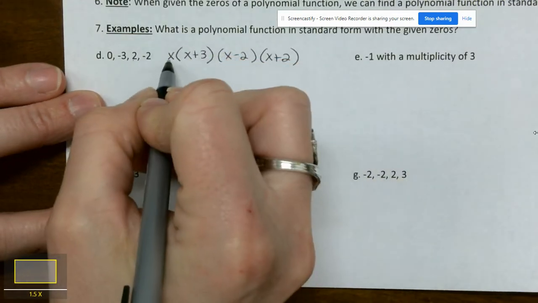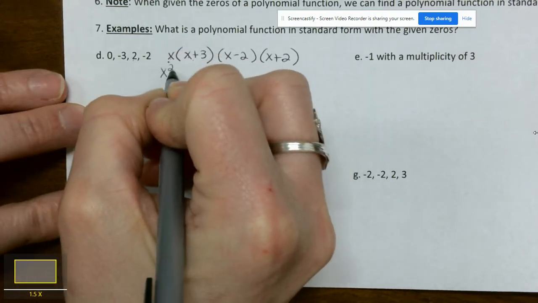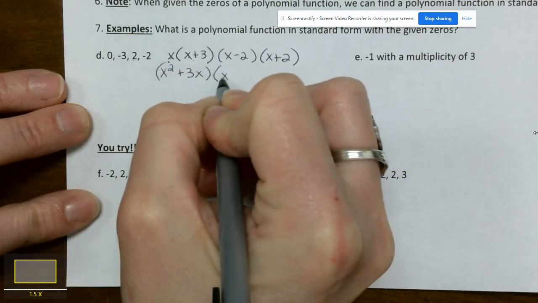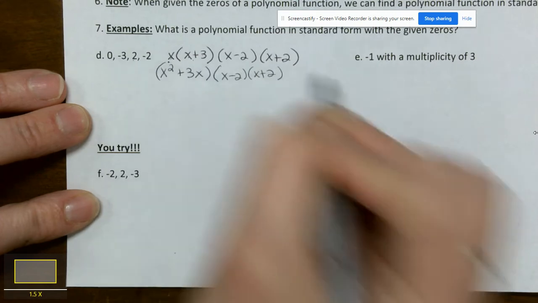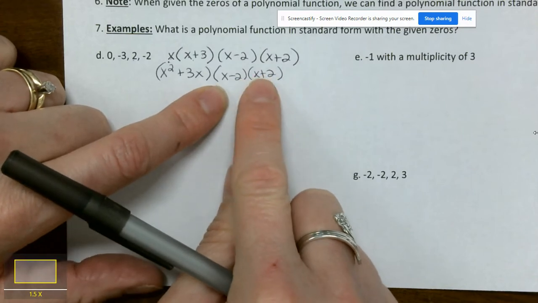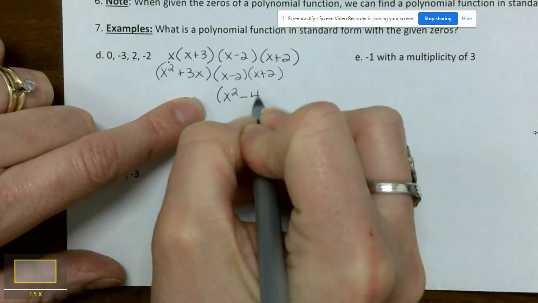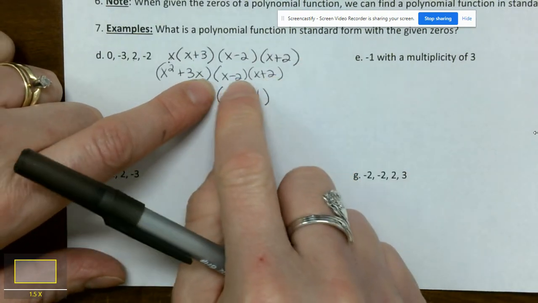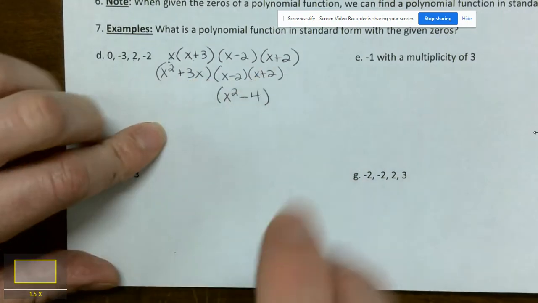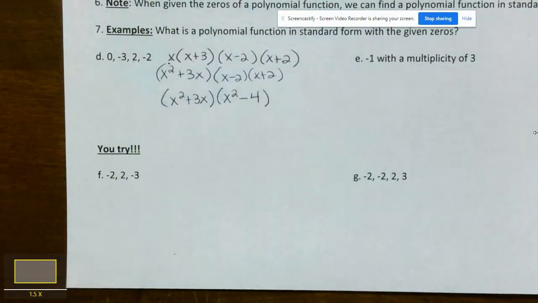Now I'm going to multiply x times x plus 3 first. So x times x is x squared, and x times 3 is 3x. And I've still got this out here. Okay, now I'm going to multiply these two because I recognize that this is a difference of squares. So when I multiply them, I'm going to get x squared minus 4 because my outer and inner terms are going to cancel. That's going to be plus 2x minus 2x, and 2 minus 2 is 0. So I'm going to have x squared minus 4 there, and x squared plus 3x here.